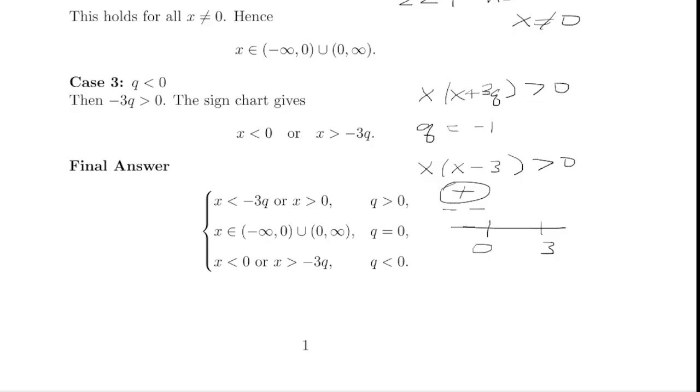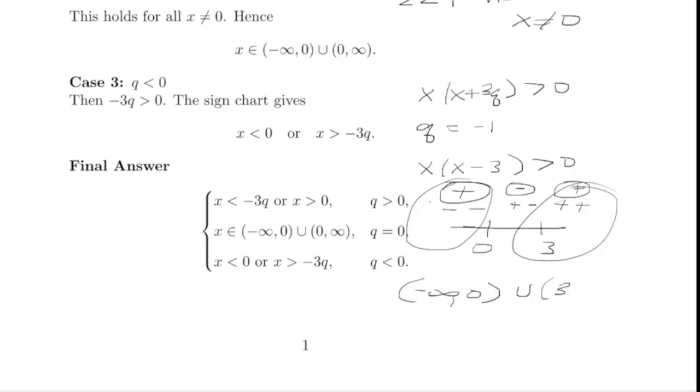Let's pick a number between 0 and 3, let's say 1. 1 is positive times negative 2 is a negative. Positive times a negative is a negative. And let's pick a number bigger than 3, let's say 4. We have 4 is positive times 4 minus 3 is also positive. Positive times a positive is a positive. So to see when this is greater than 0, we're going to look at negative infinity to 0, and then 3 to infinity.